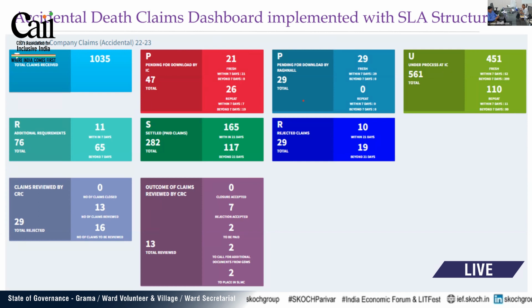And how many are downloaded but under process, how many are sent back for additional requirements, how many are settled, how many are rejected, and how many claims are reviewed by the CRC committee as well, and how many have been settled, how many rejected, and how many have been sent to the ombudsman. All those things have been clearly mentioned in this single dashboard, where you can easily review the performance of the scheme, how it is running.